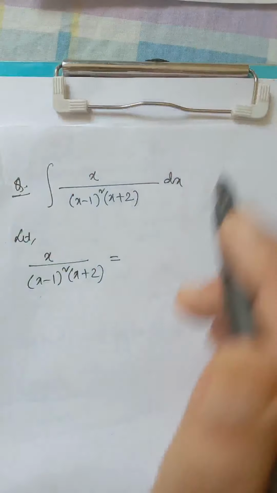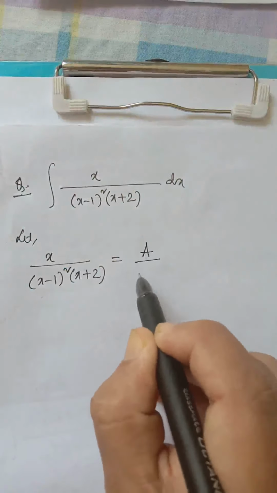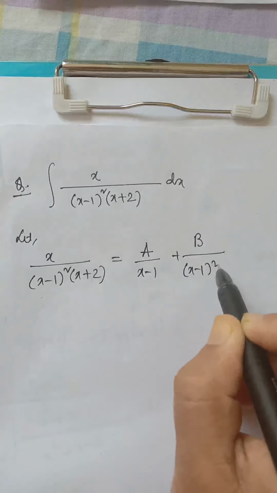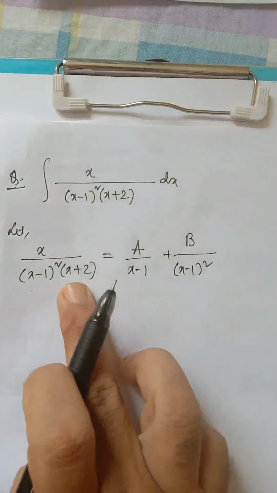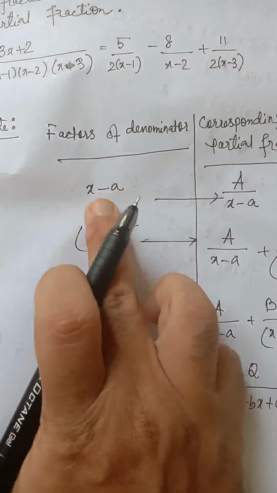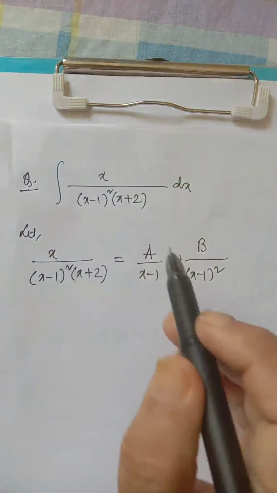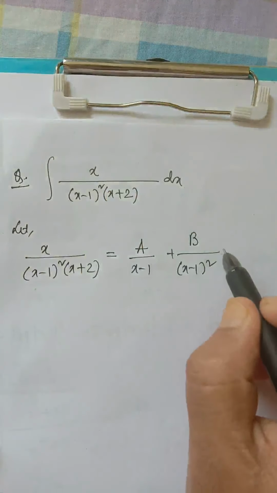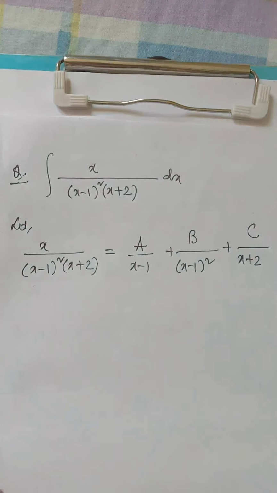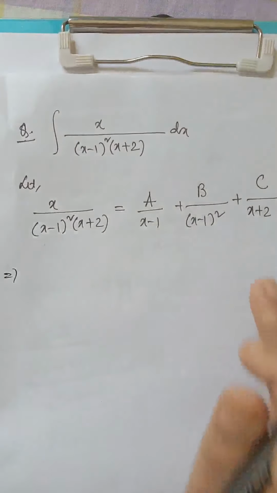So you can see the corresponding partial fraction of x minus 1 whole square will be a by x minus 1 plus b by x minus 1 whole square. Next, the factor x plus 2 is of the form x minus a, so the corresponding partial fraction will be c by x plus 2. Okay, now we will take the LCM on the right hand side.